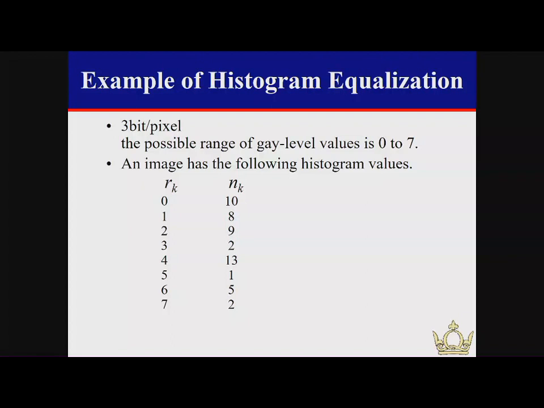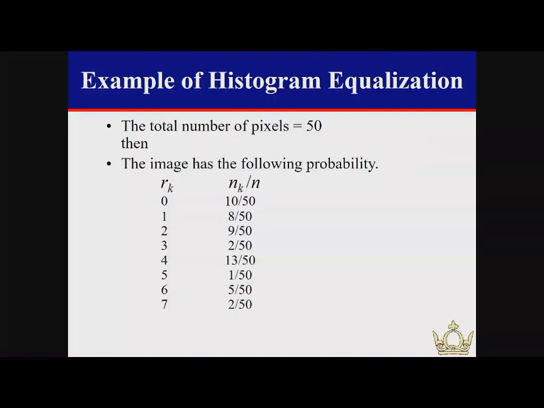Here's an example. In this example, it's 3 bits per pixel, so the pixel values are from 0 to 7, and here's the histogram. These are the pixel values, and here's the number of pixels of each value appearing in the image. First I use the total number of pixels to divide all the counts. This histogram count is 10, normalized it is 10 over 50. This finds the normalized histogram, or the probability.